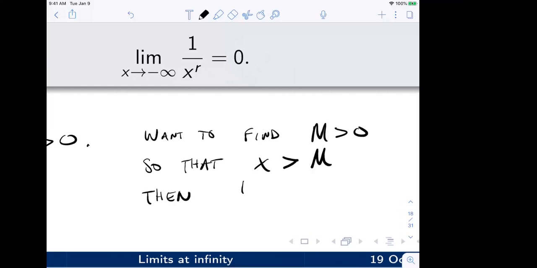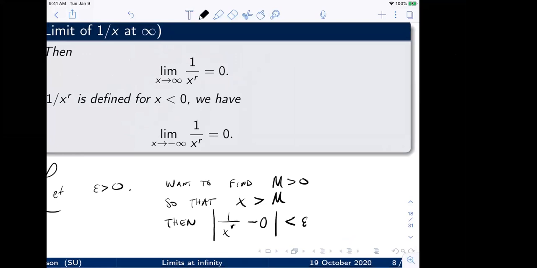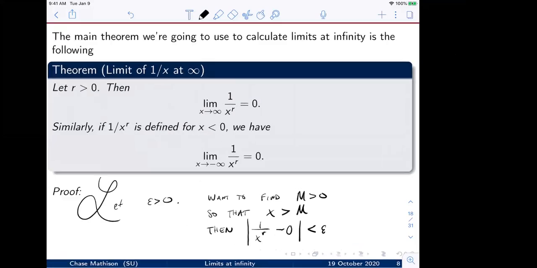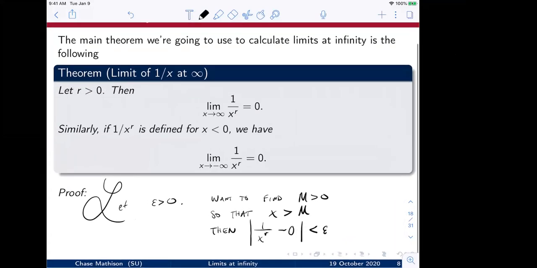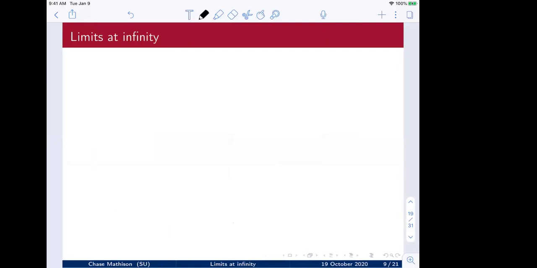then 1 over x to the r, and really in absolute values, 1 over x to the r minus 0 is less than epsilon. Just like with the other technical limit proofs, we're going to start here and work backwards to find out what m has to be. So let's do that. So I'm going to say 1 over x to the r minus 0 in absolute value.